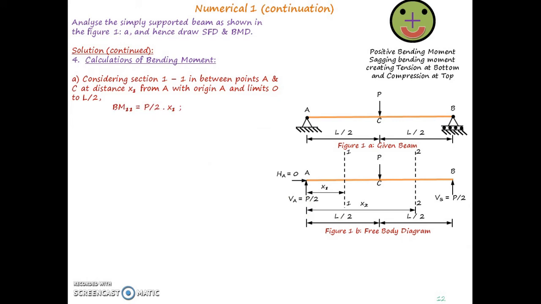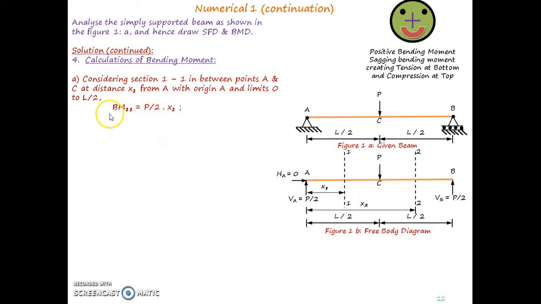Now again, try to understand what we discussed about bending moment at a particular section as the algebraic sum of moments of all the forces, considering either the forces acting at the left part of that particular section or the right part of that particular section. If we consider the left part of the section, we have only one force, that is reaction at A, P by 2, and the perpendicular distance between that force and section 1-1 is x1. So the equation of bending moment 1-1 becomes P by 2 into x1.